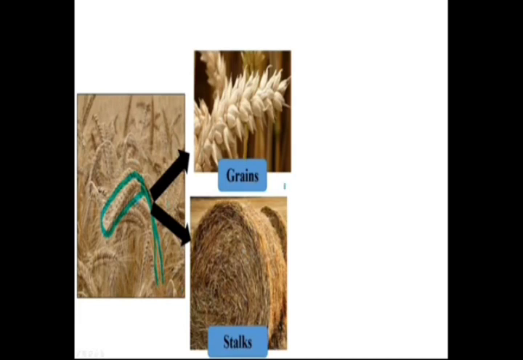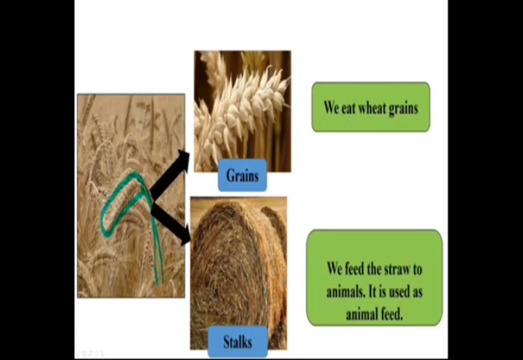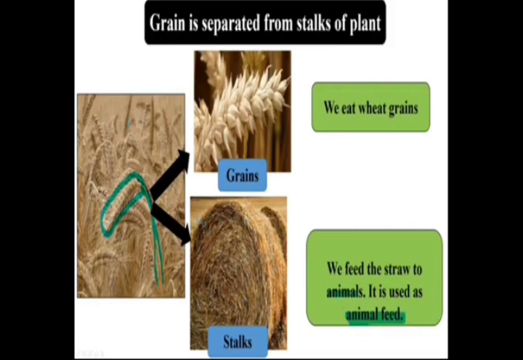The grain is useful and the stalks are also useful. Grain we eat as atta and so on. We used to grind it and eat it. And the stalks, we mainly feed the straw to animals. It is used as animal feed. Both are essential. So which method of separation is possible here? As a student, you have to know. Grain is separated from the stalk of the plant. It is a very, very essential separation.